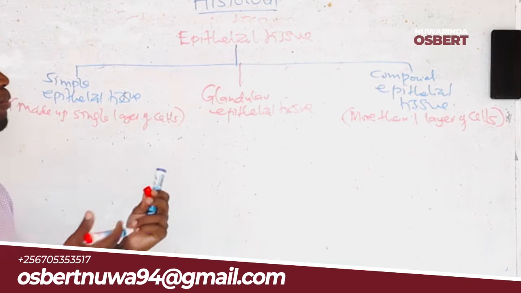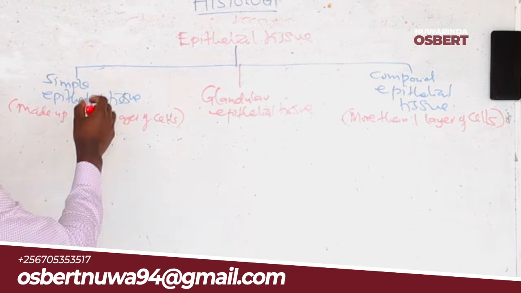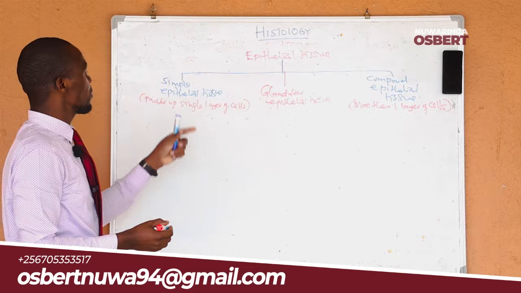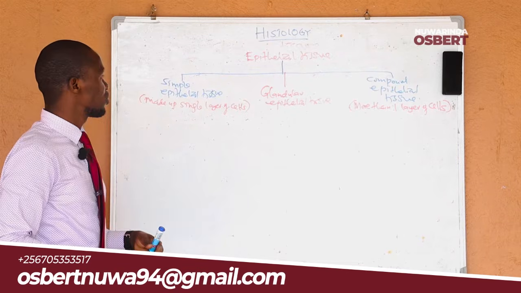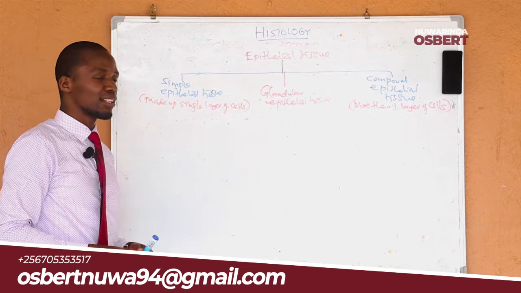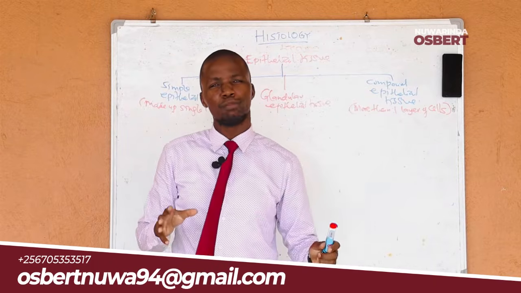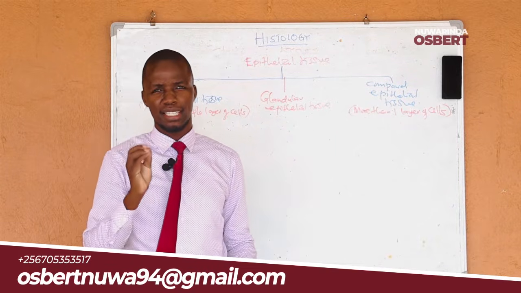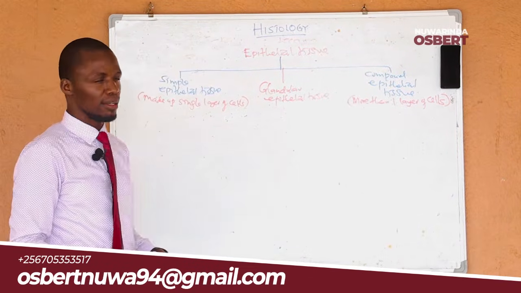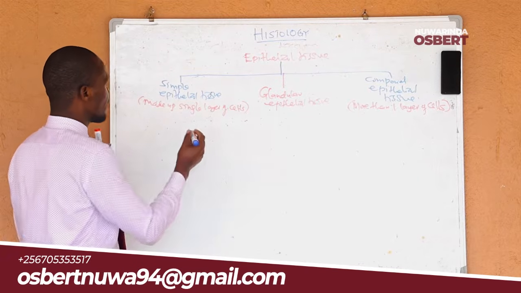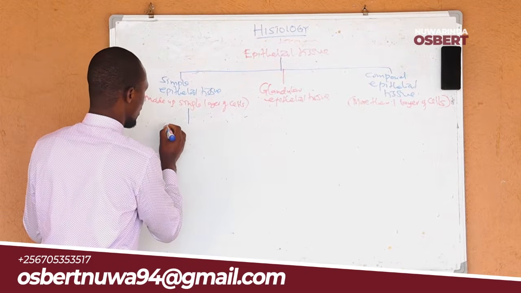Now, allow me to break down the simple epithelial tissues. The simple epithelial tissues, which are made up of one layer, are categorized in very many other ways depending on the nature of the cells that make them up. What do I mean here? For example, we have the following categorization here.